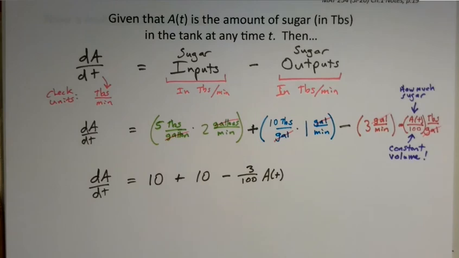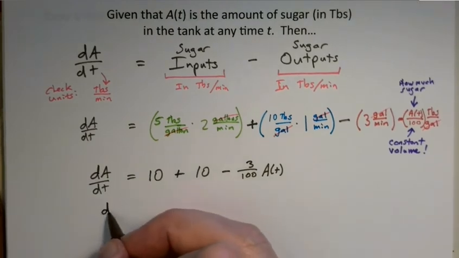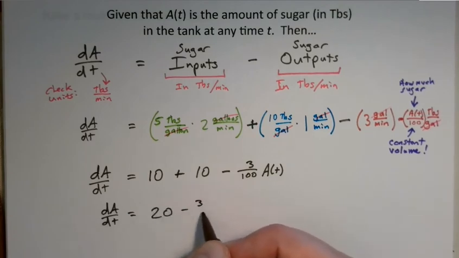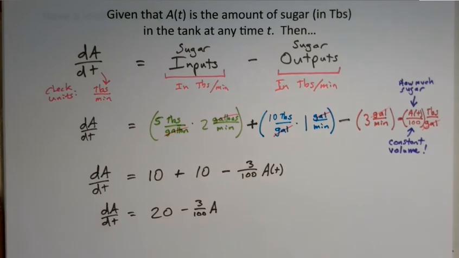So after all is said and done, we have a differential equation, dA/dt, that is equal to 20 minus 3 over 100 times A, or A of t, if you want to think of it that way. Now the question is, is this separable? Is this a separable differential equation?